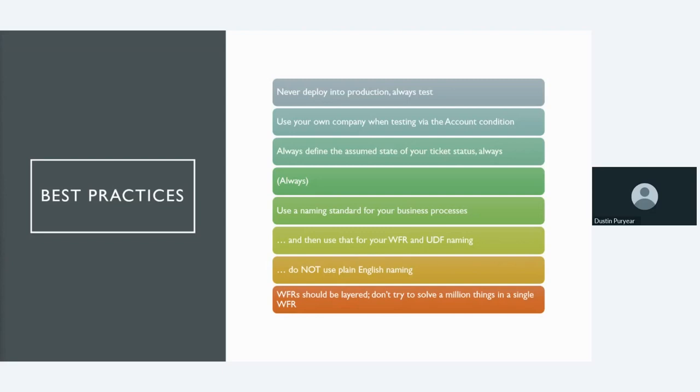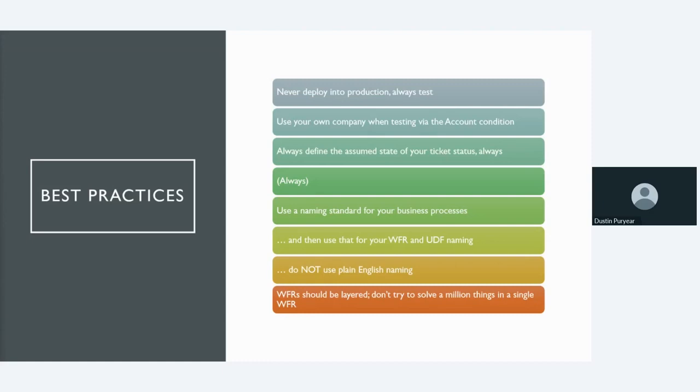We just mentioned that. It's very important. Always test. When you're deploying, always use your own company as an account condition to test the workflow rule. This should just be part of your process. You should not know any other way to do it. If you do that, you are much more likely to catch a bug in your workflow rule instead of all of your customers getting flooded with emails from Autotask.